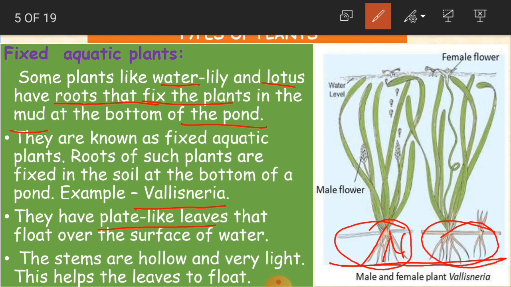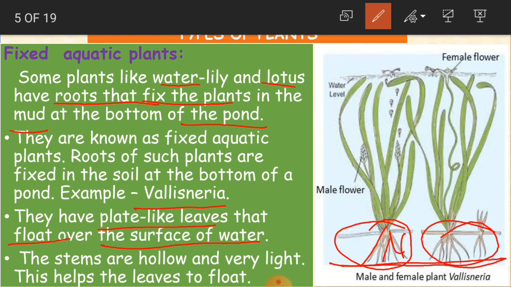Okay, and these leaves float over the surface of the water. Now, as we can see, the leaves of water lily or lotus will be floating up over the surface of the water. Even the flowers also, very beautiful lotus flowers. Okay, children? The stems are hollow and very light.